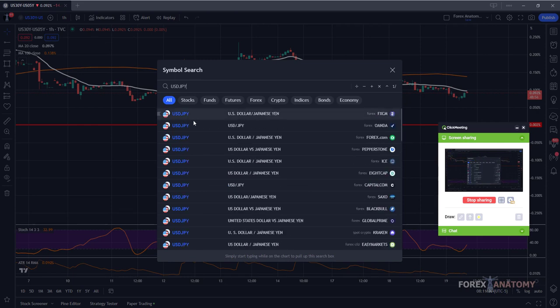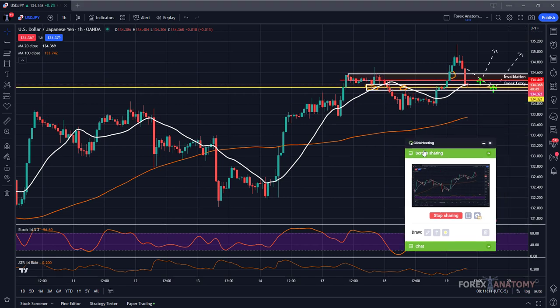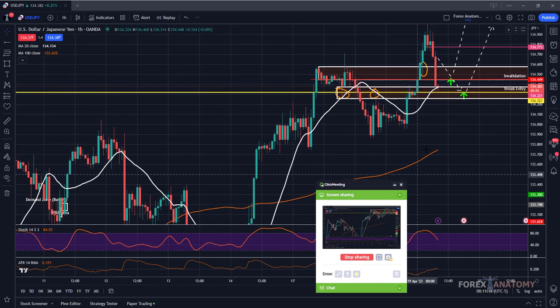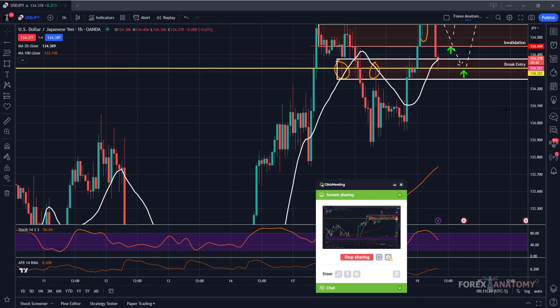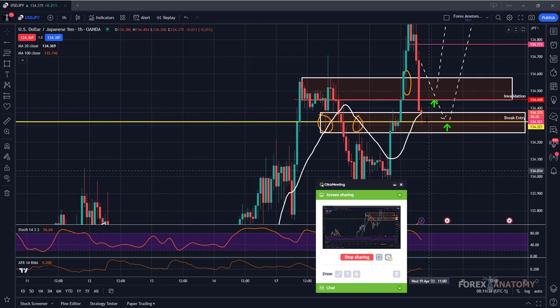US dollar, Japanese yen, 1 hour chart. We see this correction now in this zone, and it's responding to this area of structure. The only thing right now is that we violated this invalidation level. So I would need to see price break and close above this invalidation level on the 1 hour before I decide to get in. So I need to see a 1 hour break and close above this invalidation level. We'll see what happens with that.